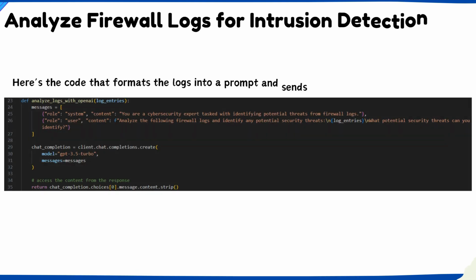Next, analyze firewall logs for intrusion detection. Here's the code that formats the logs into a prompt and sends it to the OpenAI model. Here we created def analyze_log_with_openai. Then here's the role and the role user. Then we use client.chat.completions.create with GPT-3.5 Turbo. Then here we access the content from the response.